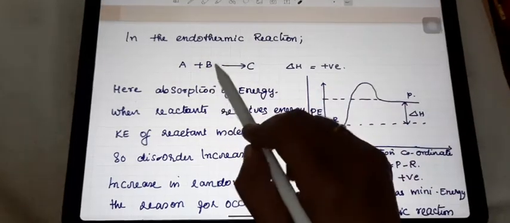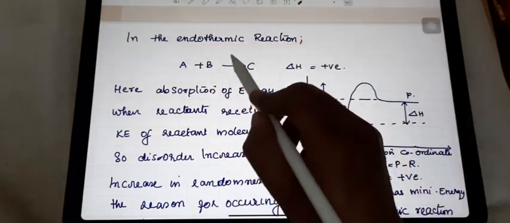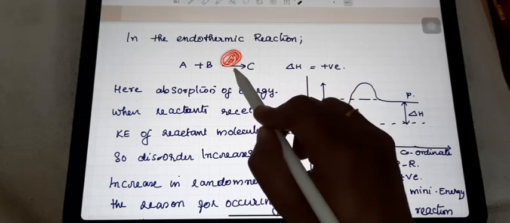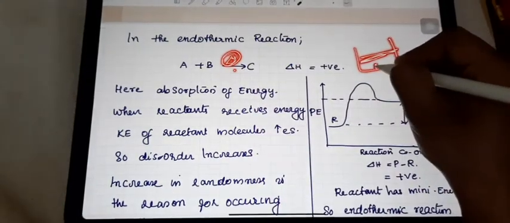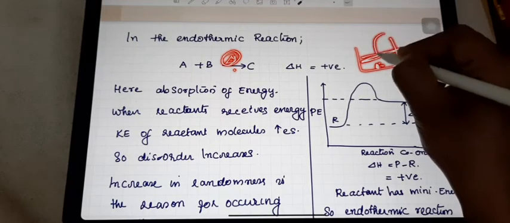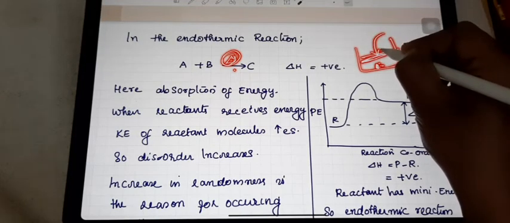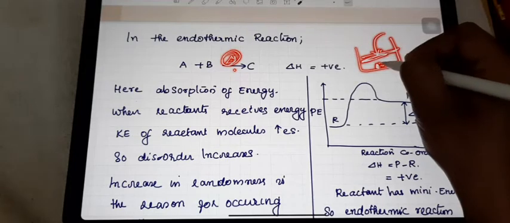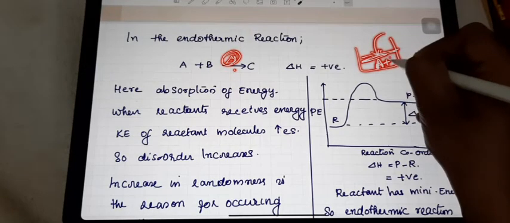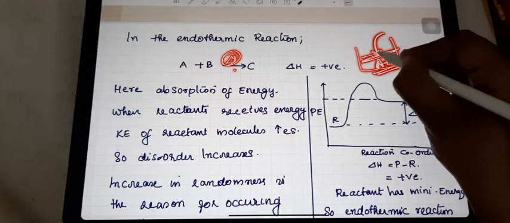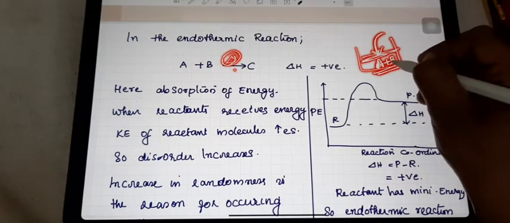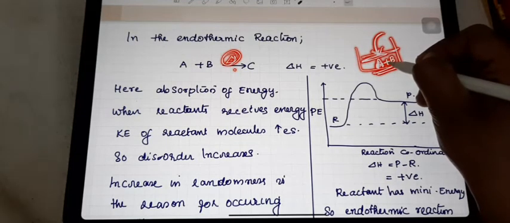So we can check now. In the case of an endothermic reaction, you know there is an absorption of energy. Just imagine two reactants; for this reaction to occur, we need to supply some energy. That's why it is said to be an endothermic reaction. Absorption of energy is needed for the reaction of these two components A and B. So due to that absorption of energy, what will happen? These molecules attain more and more energy.